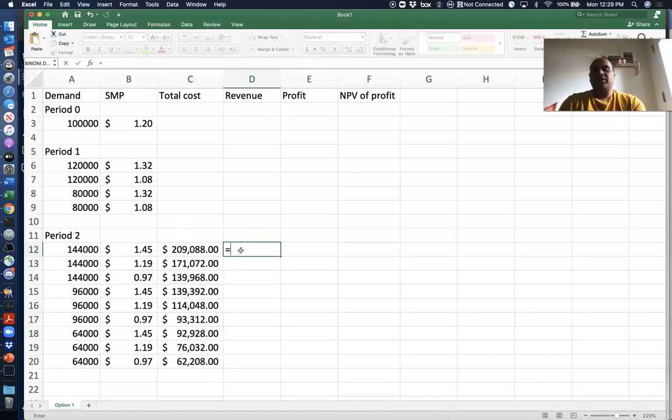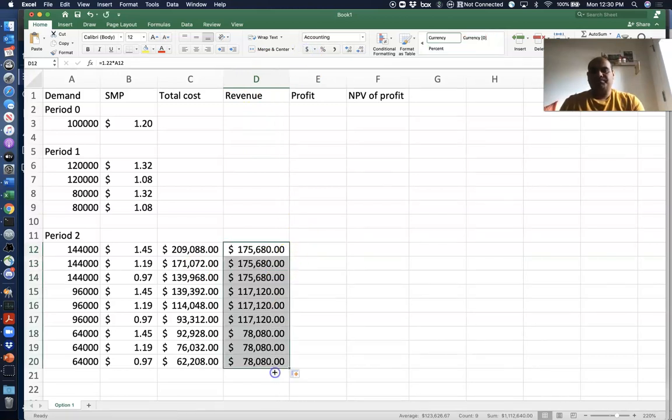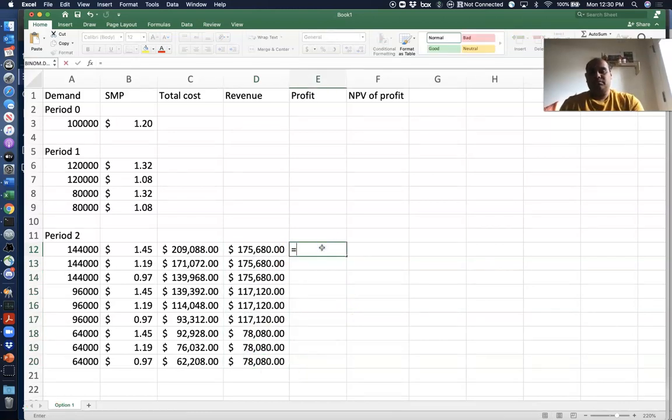The revenue is the same. Revenue is your $1.22. That's how much you're charging, times the demand, right? Whatever your demand is, you're going to make $1.22 from that. Copy that down, right? Profit is the difference between revenue and cost.